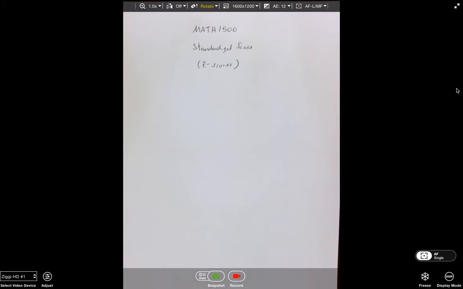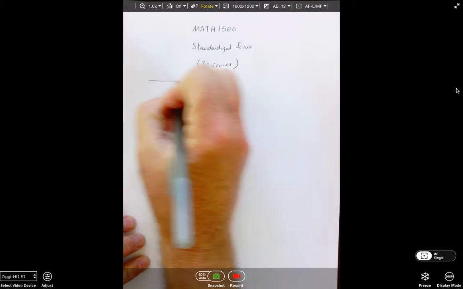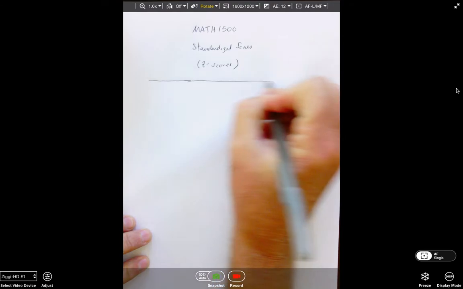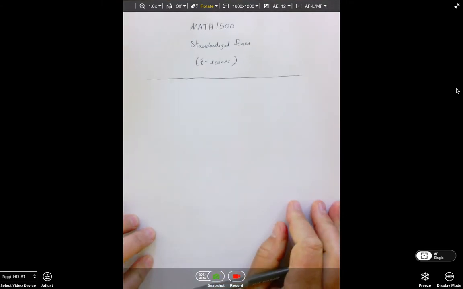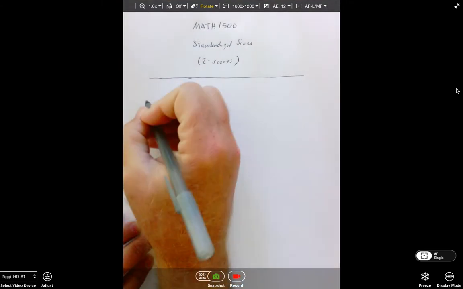Hey guys, Math 1500, standardized scores, also known as z-scores. Let's begin by just thinking about where we are with these normal distributions.